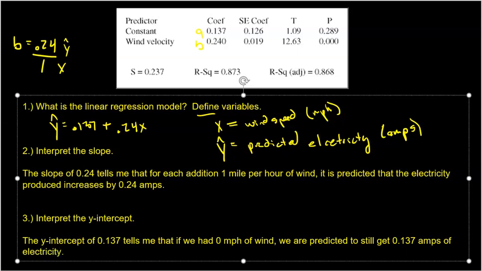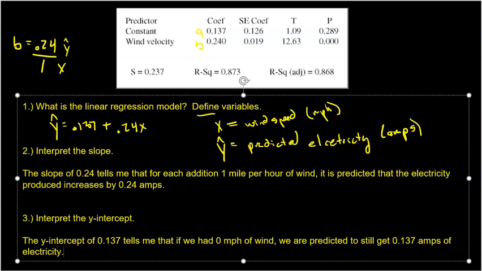Now, that might be extrapolation, because remember our wind speeds were from 10 to 40 miles per hour. So making a prediction for 0 would be extrapolation. I'm still going to write that sentence. I'm not wrong by writing that sentence. It just may not be 100% accurate.